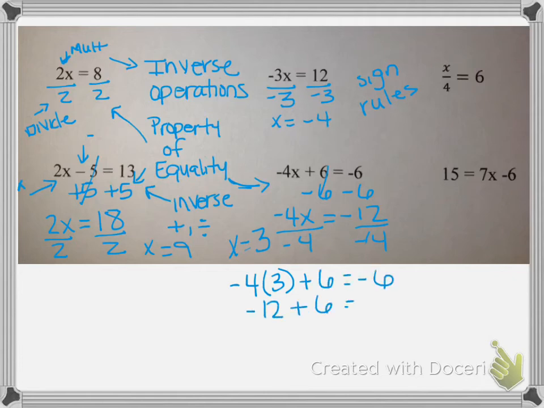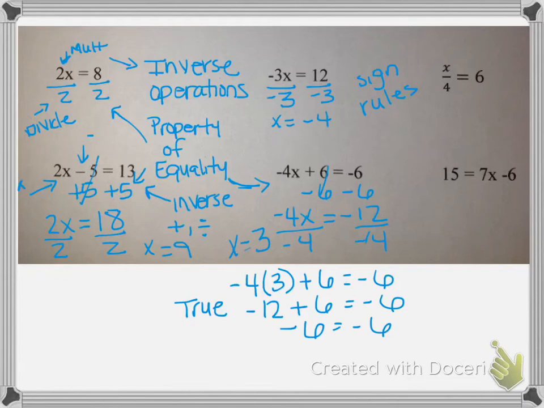So if I substitute 3 back into the equation, I get this right here. Negative 4 times 3 plus 6 equals negative 6. Negative 4 times 3 is negative 12. Plus 6 is negative 6. And we can see that this is the same on both sides, so it's a true statement. So I know without a doubt that 3 is my answer. You should be able to check every equation as you work it out. Okay, I'm going to move on to the next couple of questions.